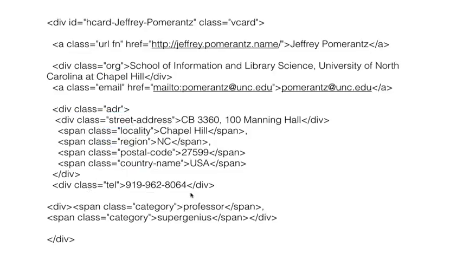Then we get the tags or categories that I've specified. Within a div, we get span class category and then the tag that I've assigned. Class category and then the tag that I've assigned.